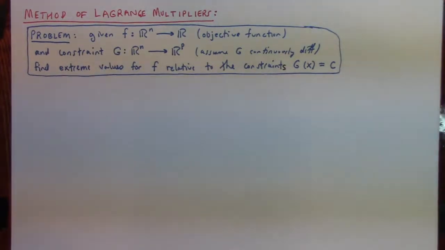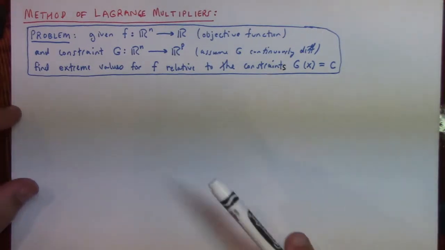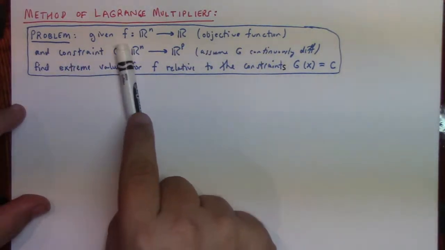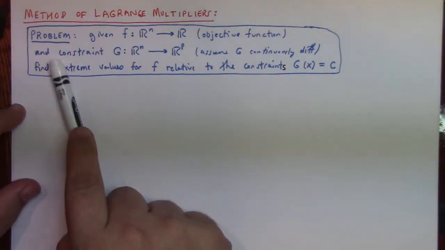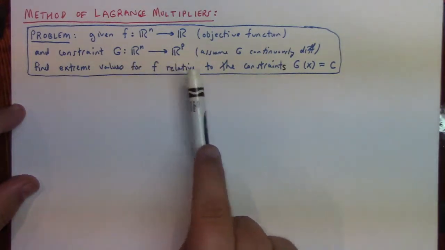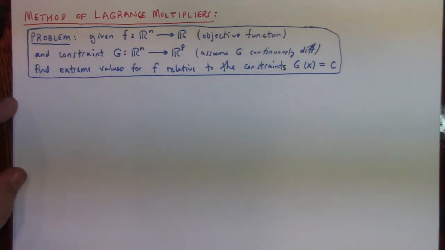Alright, so let's talk about the method of Lagrange multipliers. The idea is this: we're given some objective function of n variables, and we're trying to find where this function is largest or smallest subject to some constraints. So we'll state the constraints as a system of equations, essentially.